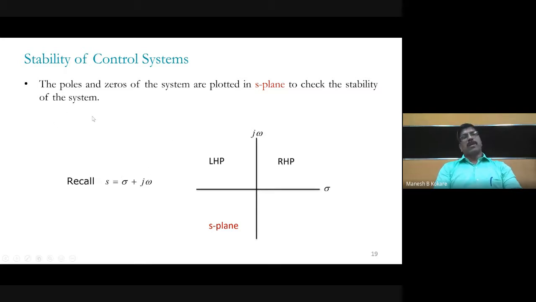The stability of a control system. As I told you, this is the S plane, and you know that s equal to sigma plus j omega. This is the left hand side of the S plane, and this is the right hand side of the S plane. Sigma is your real part, and j omega is your imaginary part, right? Now, if all poles lie in the left hand side of the S plane, the system is stable. If any one pole lies on the right hand side of the S plane, the system is unstable. If any pole lies on the imaginary axis, the system is marginally stable.